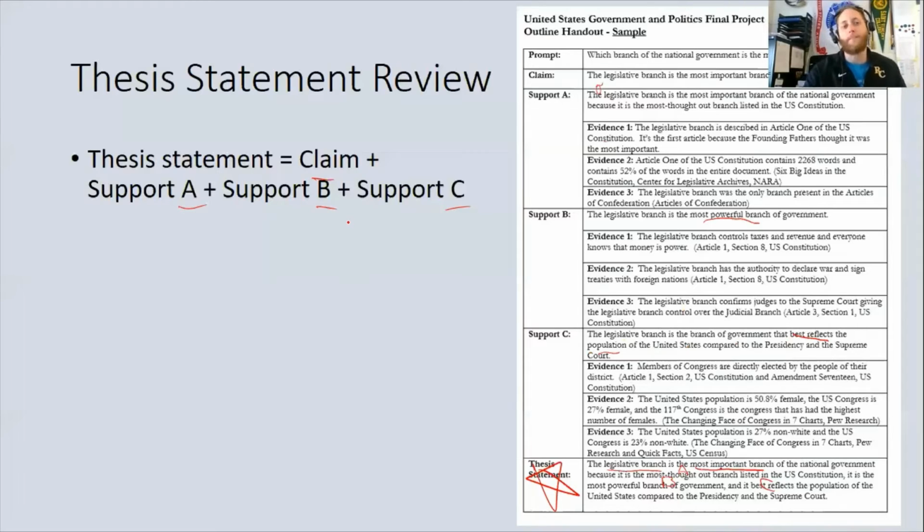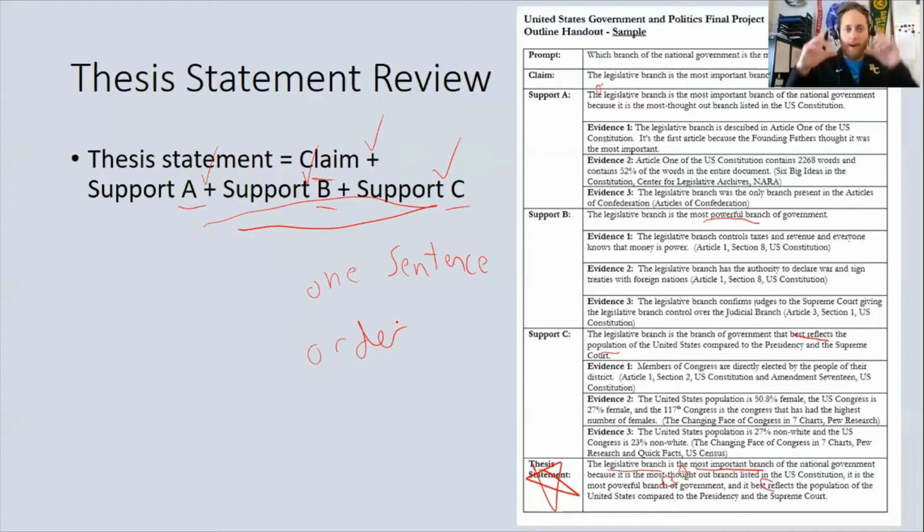If I ask you to summarize your entire research paper or position paper in one sentence, your go-to answer should be your thesis statement. Everything should be there, and then I can ask follow-up questions about, well, why do you think this, or how do you know that? And that's where the evidence comes in. So for the thesis statement, we have our claim, we have our support A, we have our support B, we have our support C. It's all in one sentence. And the order that I lay out, A, B, and C, is going to match the order of my research paper.